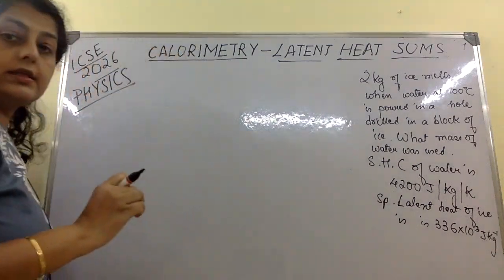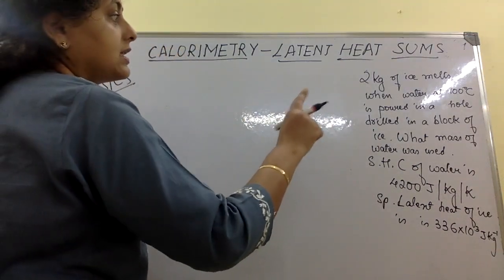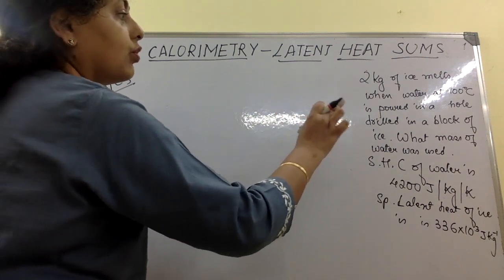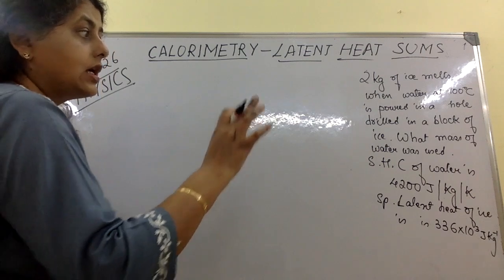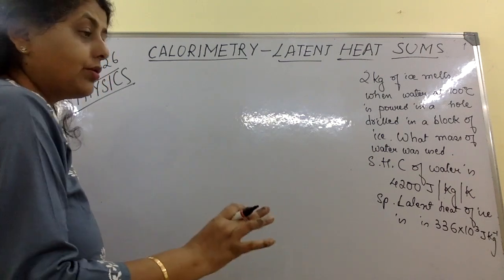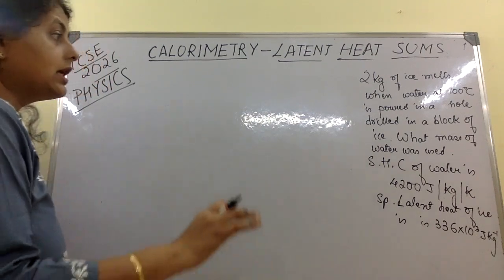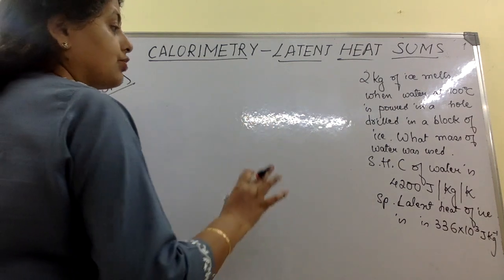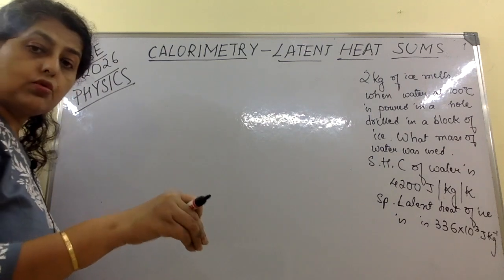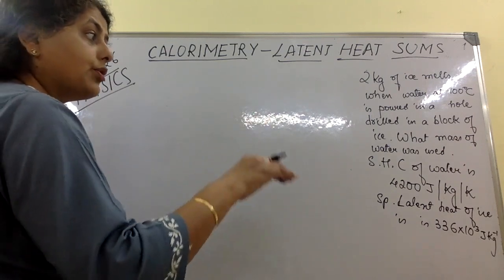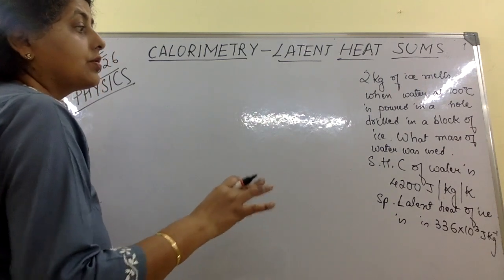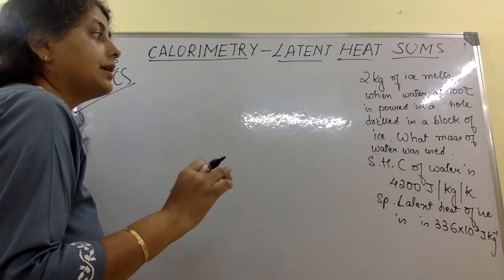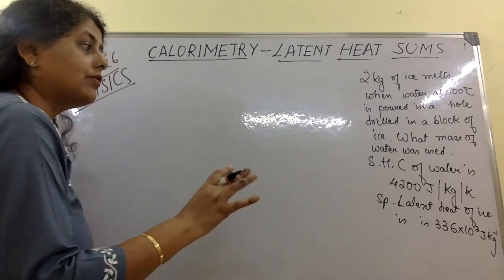Okay, so let's start. 2 kg of ice melts when water at 100 degree is poured in a hole drilled in the block of ice. What is the mass of water used? So here they are asking how much water is required to melt that 2 kg of ice. You have a block of ice in which you have made a hole. Now you want to melt it by pouring water, and the water is boiling at 100 degree. So how much water will be poured?